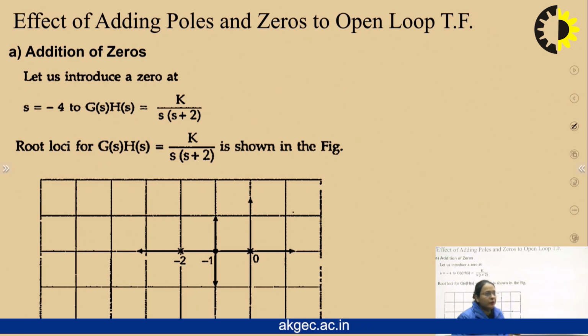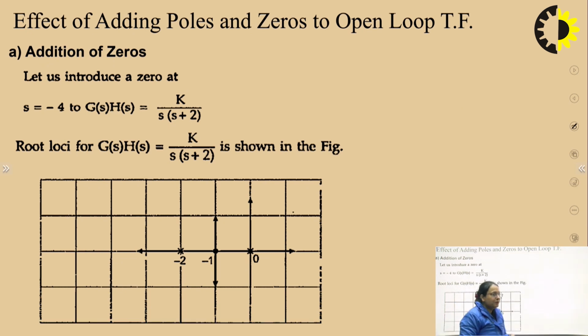Now, what is the effect of adding a zero? The effect of adding a zero is totally opposite to the effect of adding poles to the system, right? If I am taking the same open loop transfer function, where G(s)H(s) is equal to K upon S into (S plus 2), this is the root locus. See, one of the poles is lying at S equals 0, another pole is lying at S equals minus 2. The nature of the root locus is this, right?